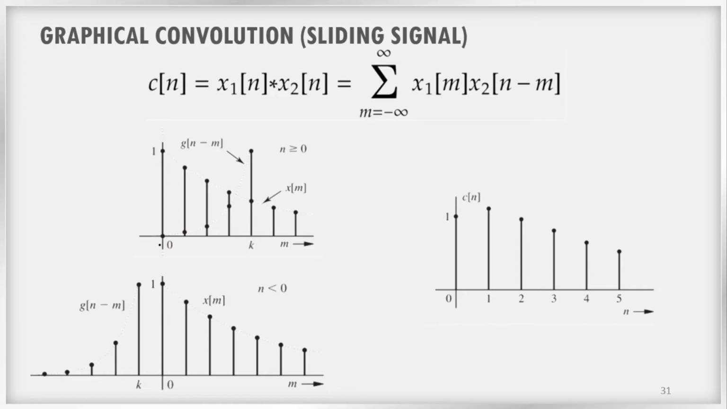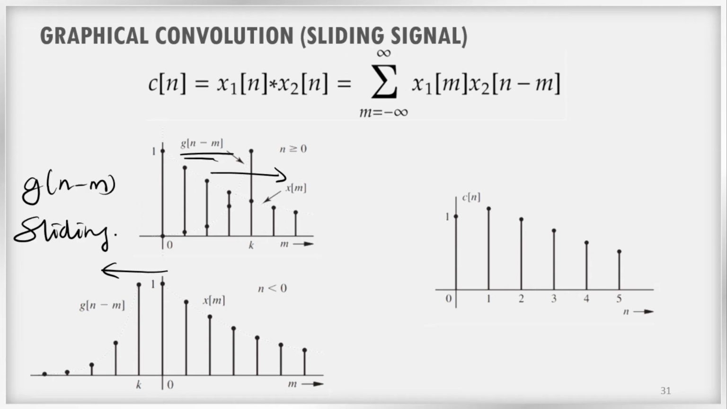Here also you can see that the g of n minus m is moved to a position, right? And here also you can see it is moved to a position in the left side, right? So in the x-axis, our g of n minus m will be sliding. Okay, sliding or shifting, right? So shifting, then multiply each value, then add them together to get one value in the output. This procedure is repeated to get all the other values. So if I do this shifting operation, multiplying and adding, I will get one value of the output.